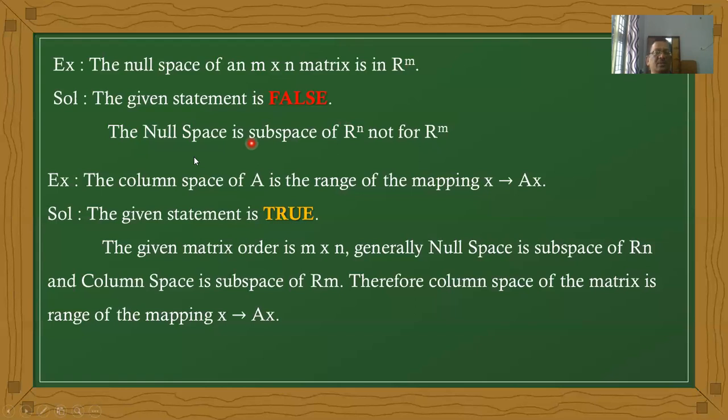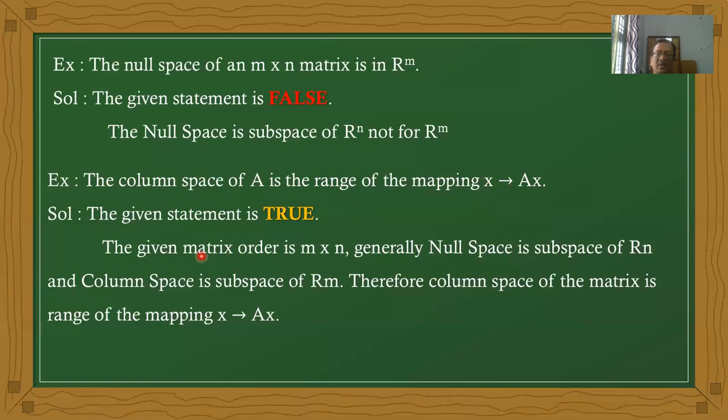And the next example: the column space of A is the range of the mapping x to Ax. There is a function T of x equal to Ax. That is the mapping definition, F of x equal to Ax. What is the given question? The column space of A is the range of the mapping. The given statement is true.